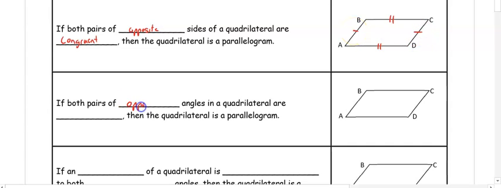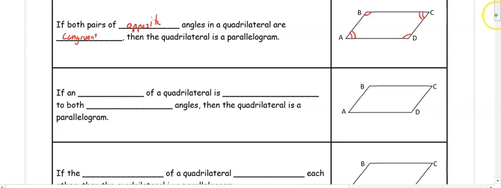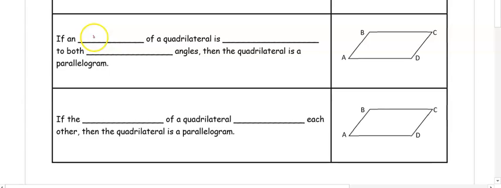If both pairs of opposite angles are congruent, then it's a parallelogram. So if angle B is congruent to angle D and angle A is congruent to angle C, then it would be a parallelogram. If an angle of a quadrilateral is supplementary to both consecutive angles, then it is also a parallelogram. So for example, if B was 100, A was 80, and C was 80, these would be supplementary, these would be supplementary, so it would be a parallelogram.